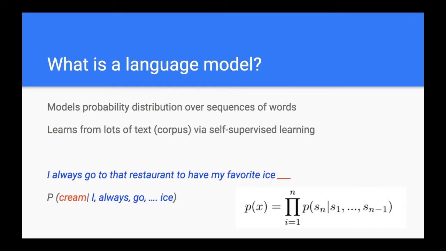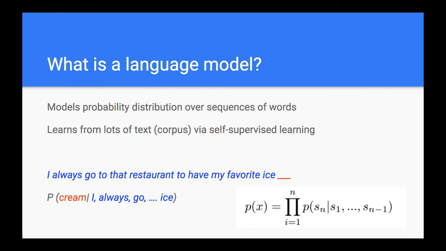So let's dive in. What is a language model? A language model is basically a way to model a probability distribution over a sequence of words. You can use statistical models or neural network models to learn from human-generated data. Basically, it's text, or a lot of documents created by humans, to learn this kind of probability distribution.